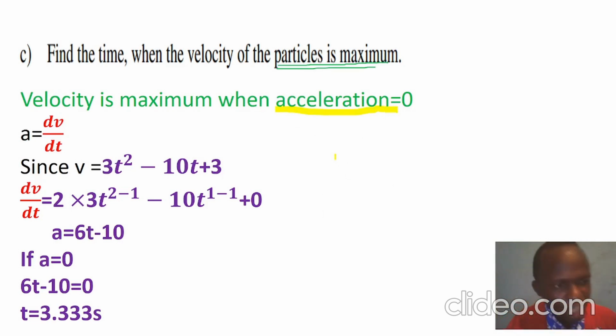What is acceleration? For the benefit of the physicists who are watching, acceleration is the rate of change of velocity with the time. So the change in velocity with the time, that is acceleration. Now, how do we get acceleration? Acceleration is a derivative of a velocity function.